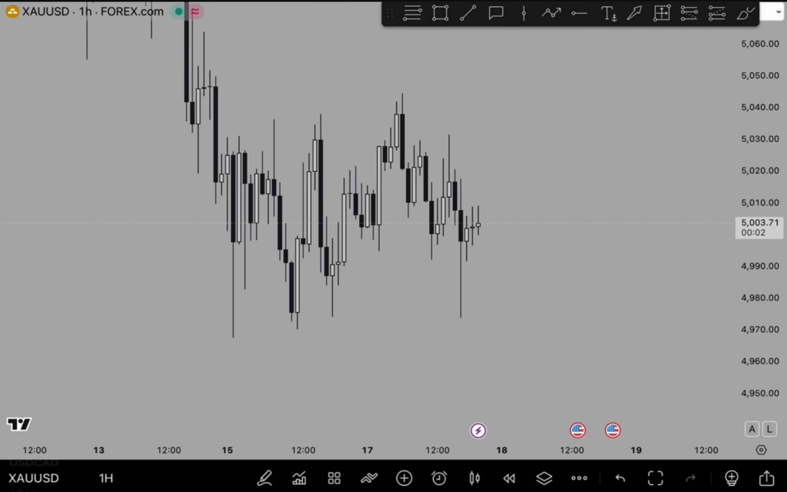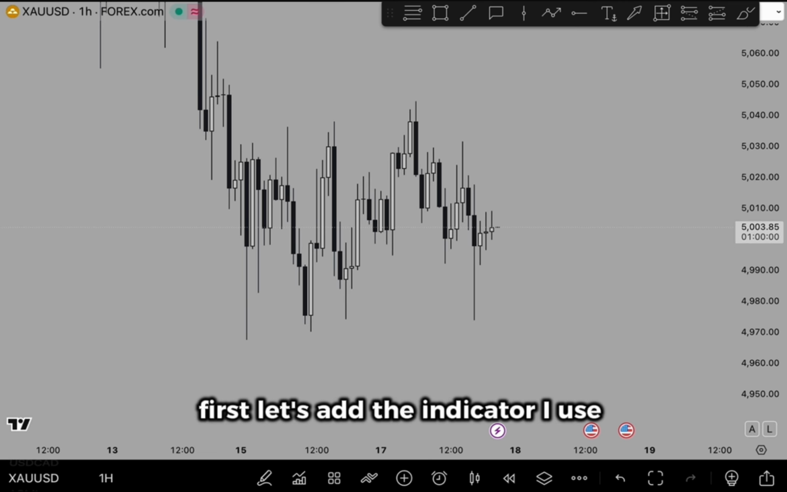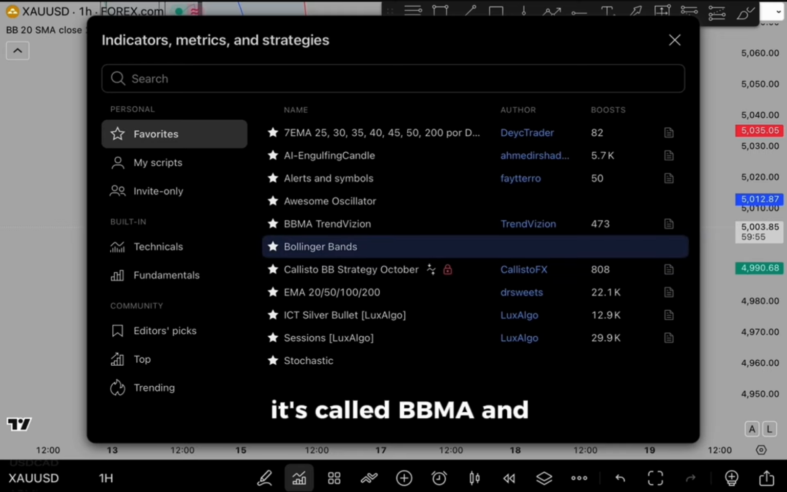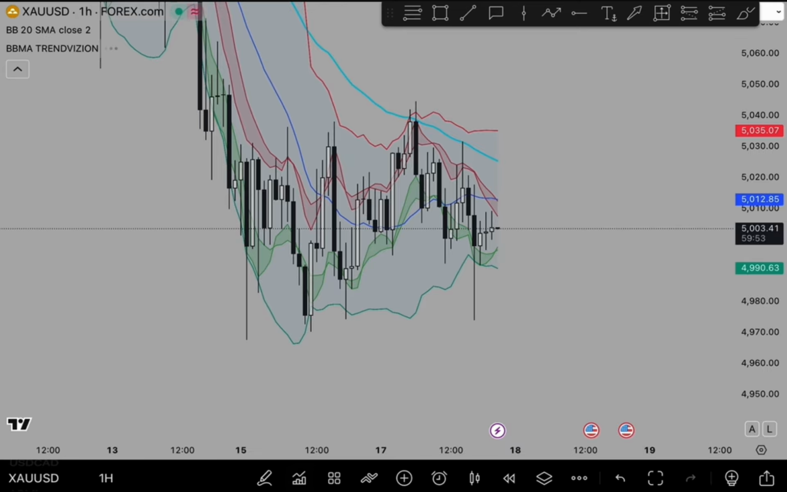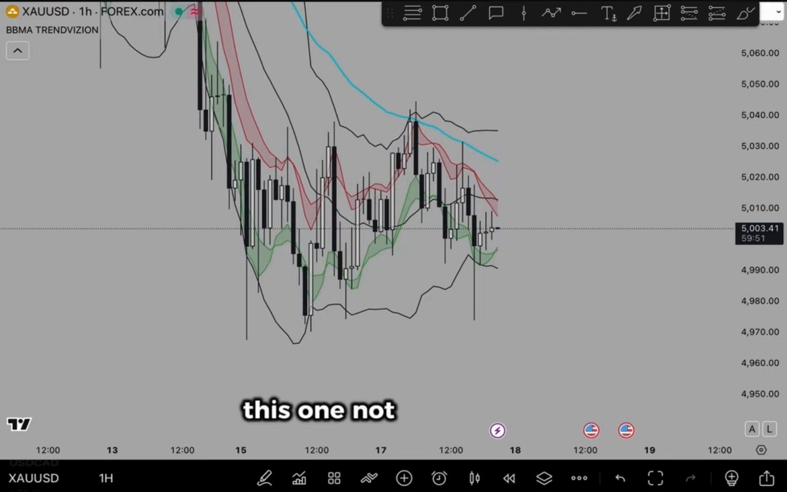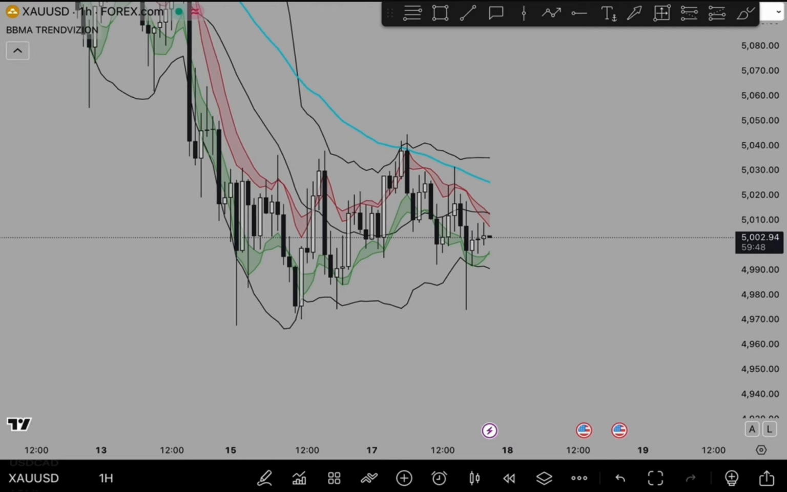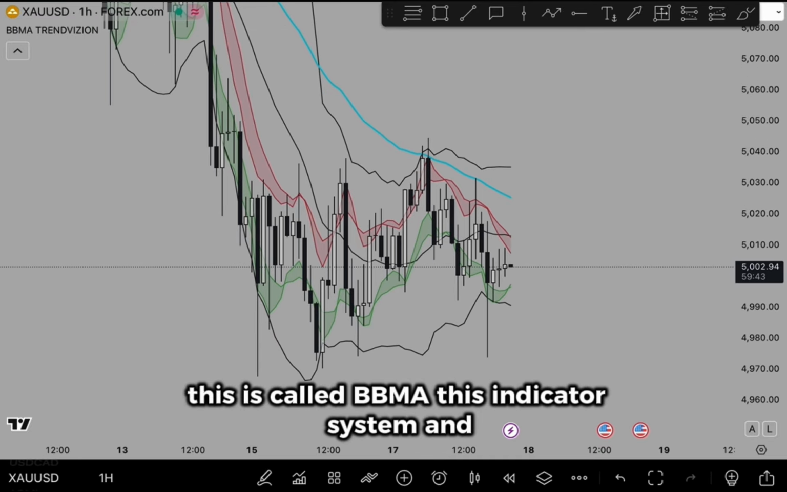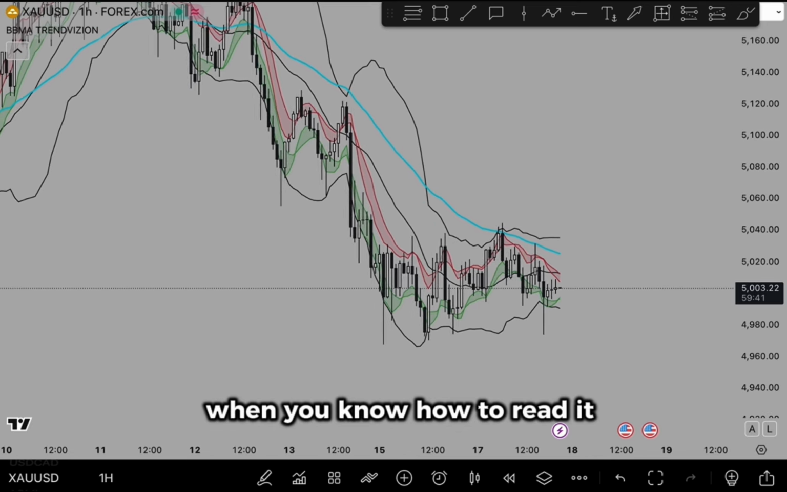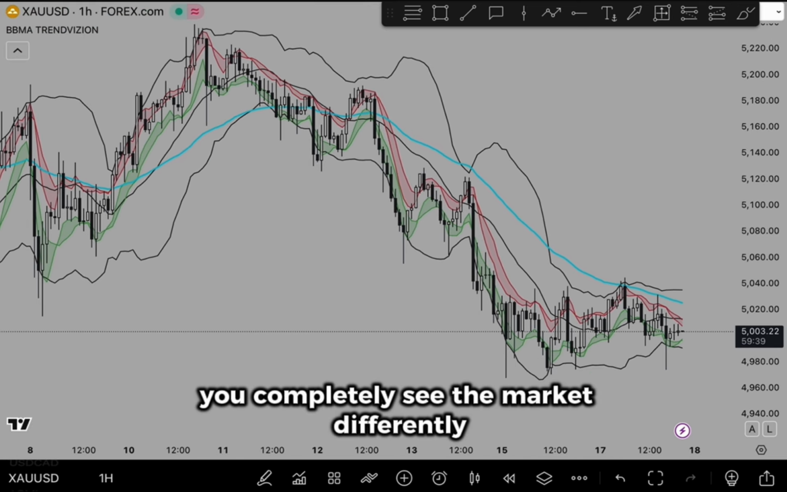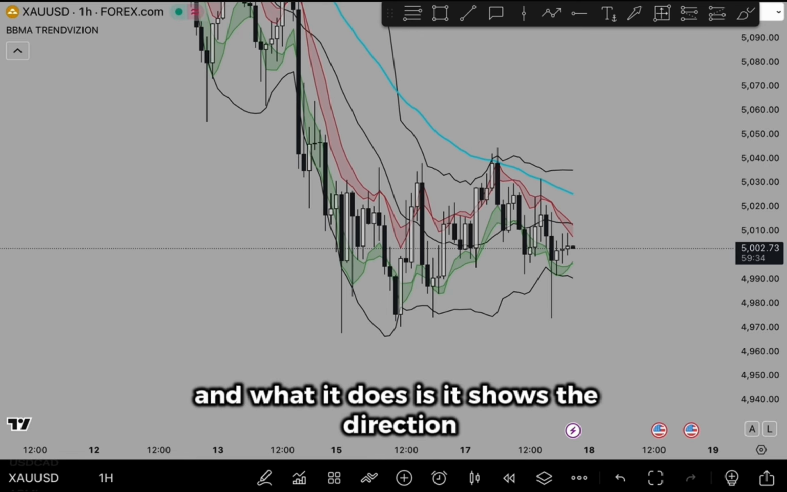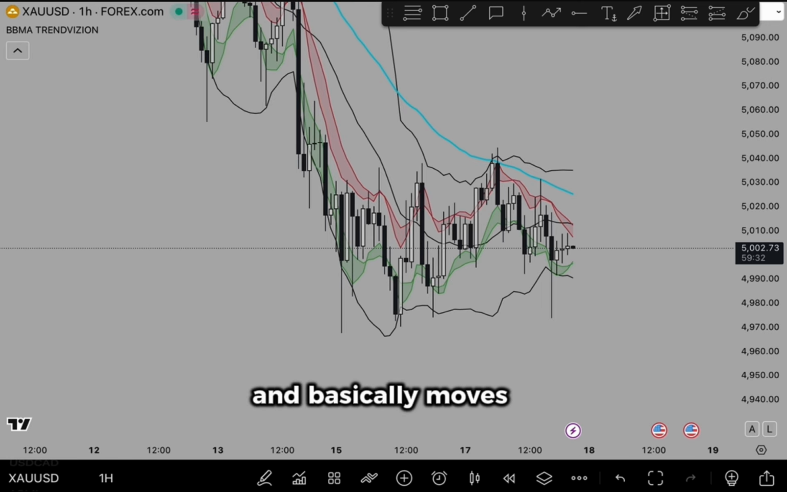So, first let's add the indicator I use. It's called BBMA, and it's this one, not this one. Yep, so this indicator system is called BBMA, and when you know how to read it, you completely see the market differently. What it does is show the direction and basically the moves of momentum and trend.